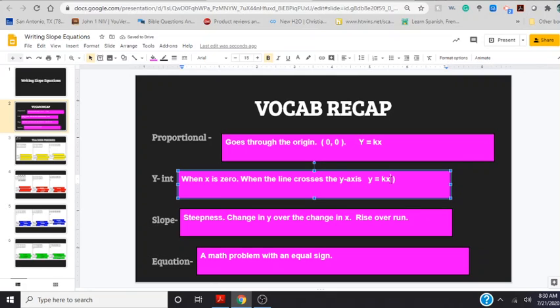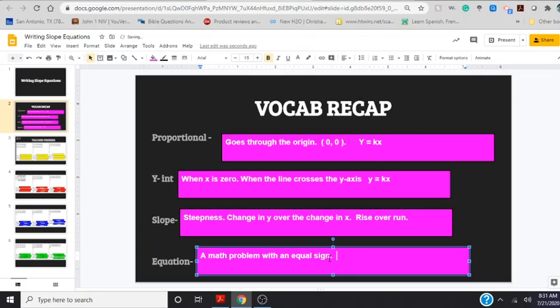Whatever number we get for that y, like if it was 0, 100, then in our equation we would be adding plus 100 at the end. If it was negative 100, we'd put negative 100. Slope is steepness, or the change in y over the change in x. Some people prefer the term rise over run. We're working with equations today, and an equation is any math problem with an equal sign. Yes, that means even back in first grade when you did 1 plus 1 equals 2. That's an equation because it has an equal sign.